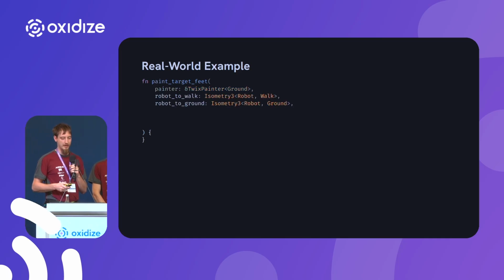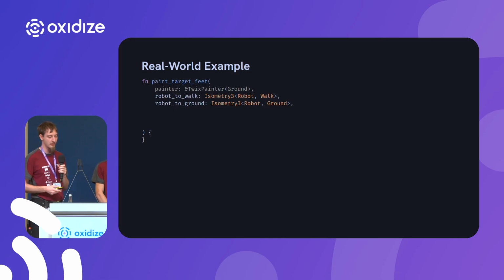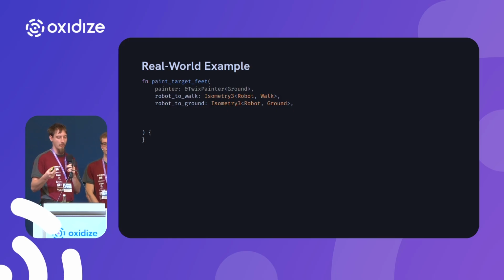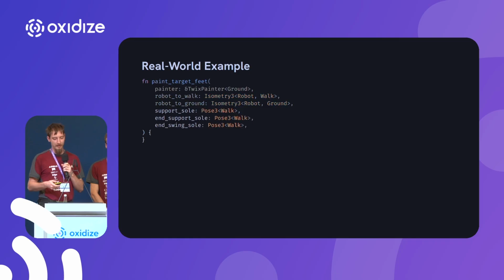Now, this function also takes some isometries. These are 3-dimensional, unlike the 2-dimensional ones we saw before. And these are all transformations from different other frames to the robot frame. The other way around. And then we also take some poses, which are similar to isometries, but they only have one coordinate system associated with them. So they are a position and orientation within a coordinate system, but don't create a new coordinate system at that location.